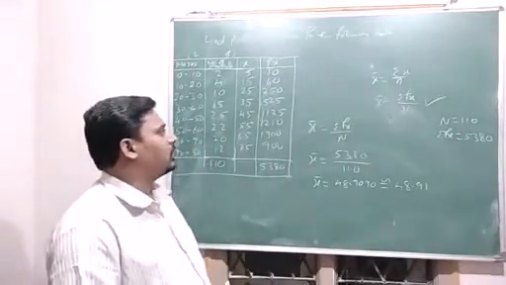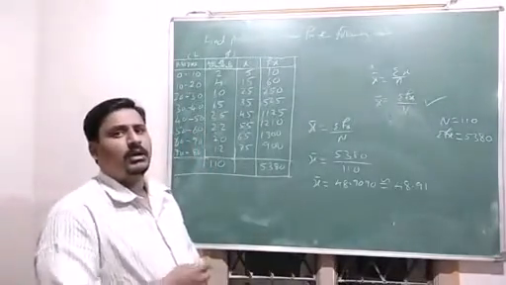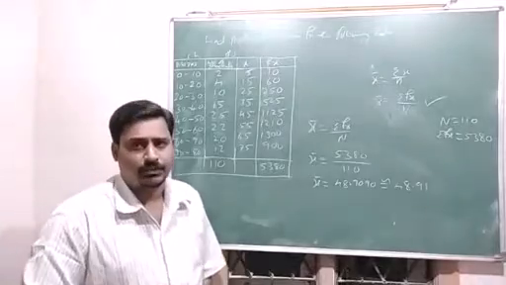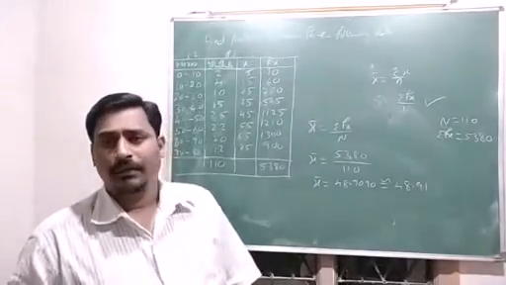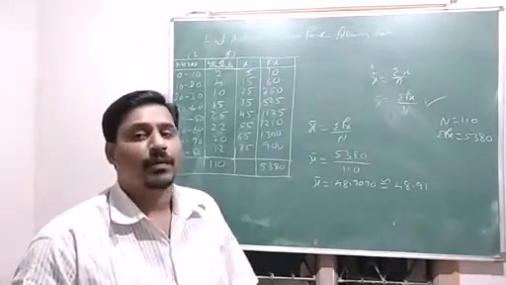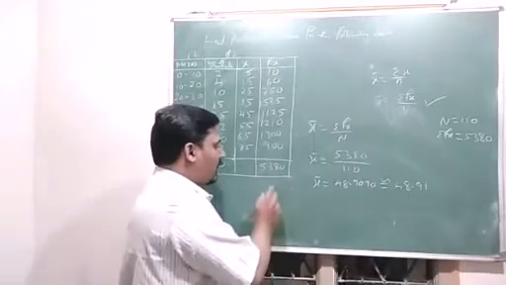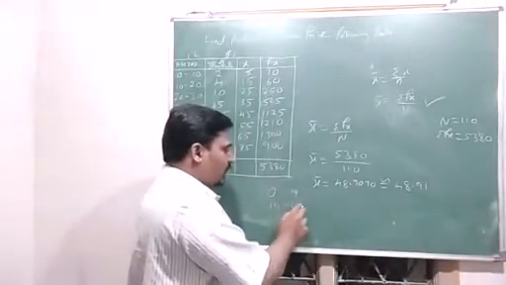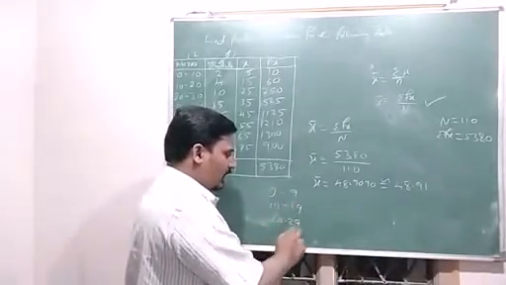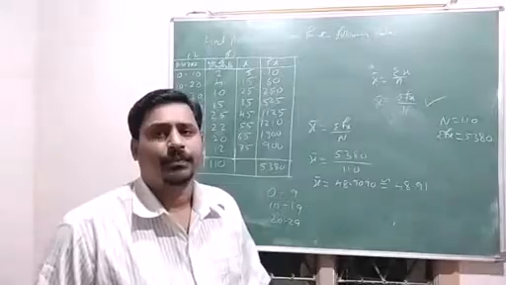So here we solved arithmetic mean for exclusive type of class interval. And we can calculate also for inclusive type of class interval, that is maybe like this, 0 to 9, 10 to 19, 20 to 29, so like that.